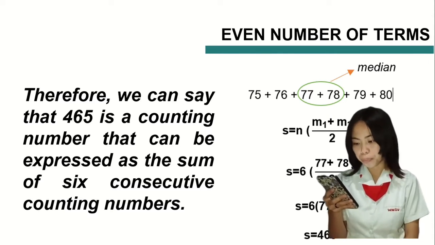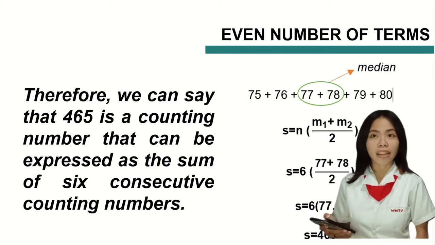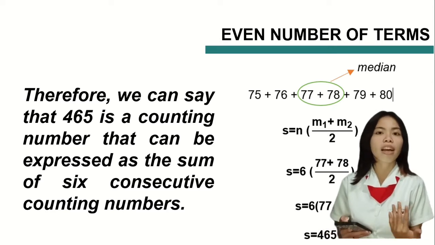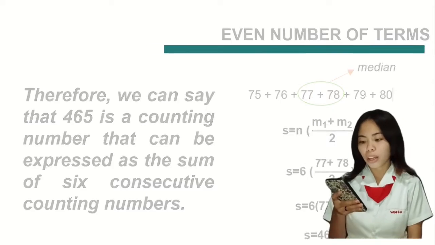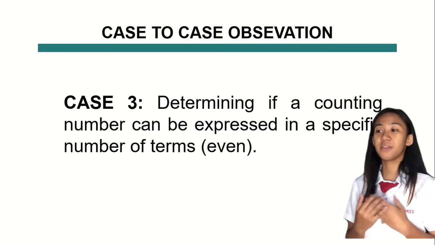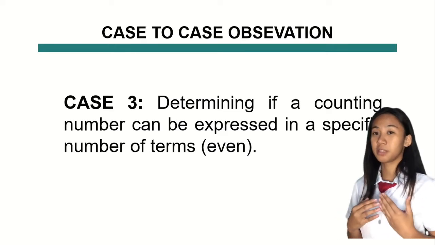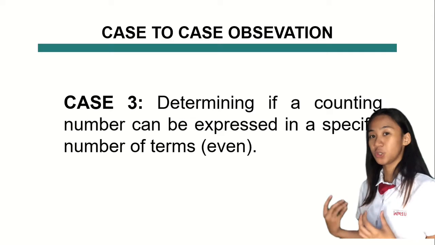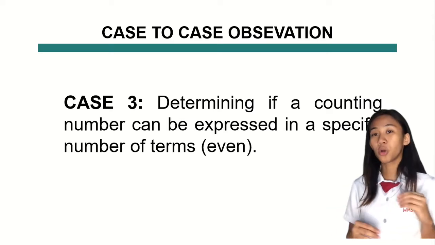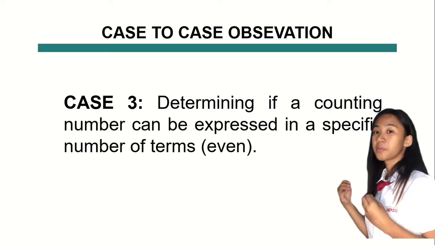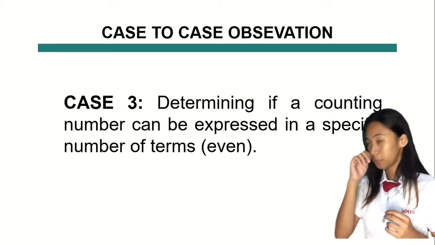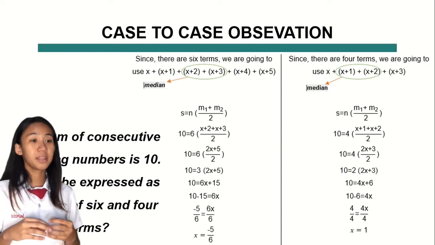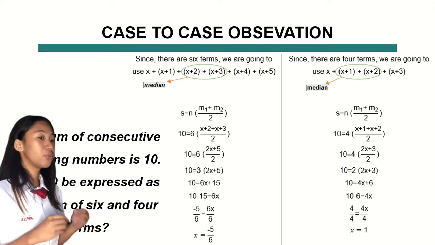From the given examples, we can say that numbers can be expressed in not just one but more ways as a sum of consecutive numbers. We have here our case-to-case observation: determining if a counting number can be expressed in a specific number of terms. We are going to use even numbers of terms as our illustration to fulfill our objectives. For case number 3, the sum of consecutive counting numbers is 10. Can 10 be expressed as a sum of 6 and 4 terms?